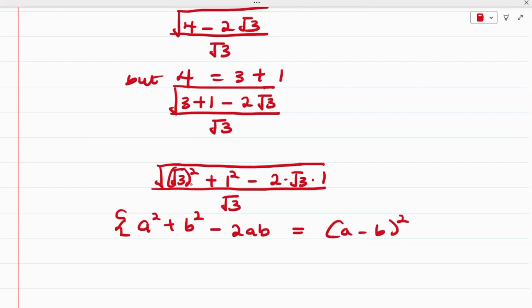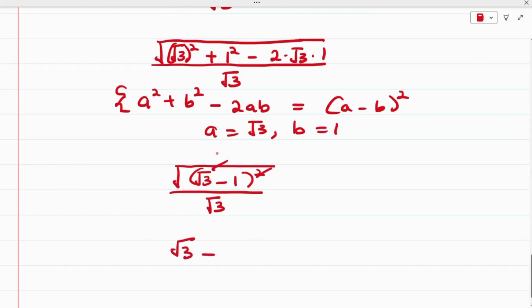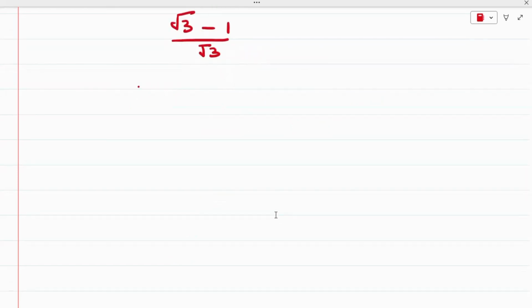And this can be applied to the numerator, whereby we have a equal to the root of 3 and b equal to 1. Alright, so applying this to the numerator, we have the root of 3 minus 1 all squared, divided by the root of 3, and the square root is going to cancel out the square, so we have the root of 3 minus 1, divided by the root of 3. So separating this, we have the root of 3 divided by the root of 3 minus 1 divided by the root of 3.